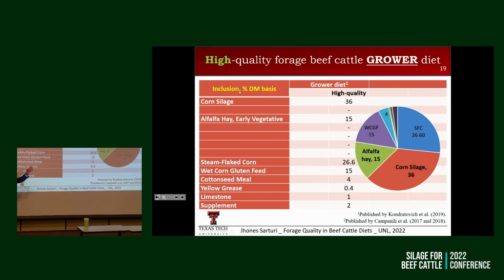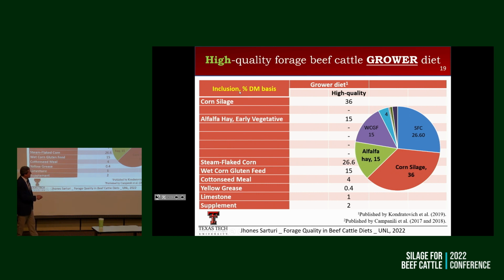For the second, the third, and the fourth examples, I won't spend too much time explaining what the outlook looks like, but I'll go straight to the numbers. Basically, here is my high quality grower diet, in which I don't have cotton burrs and corn stalks anymore. Now I have corn silage and good quality alfalfa hay. The information is from studies that are already published, so this is not purely a model. I'm using information that we have published already.